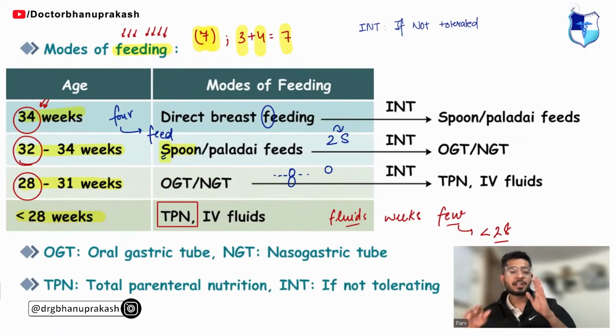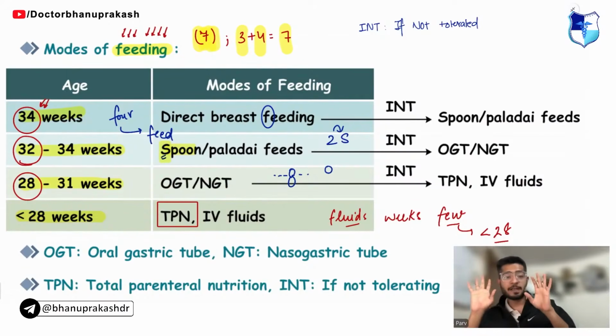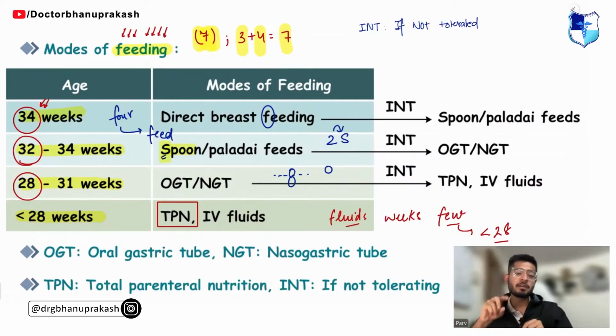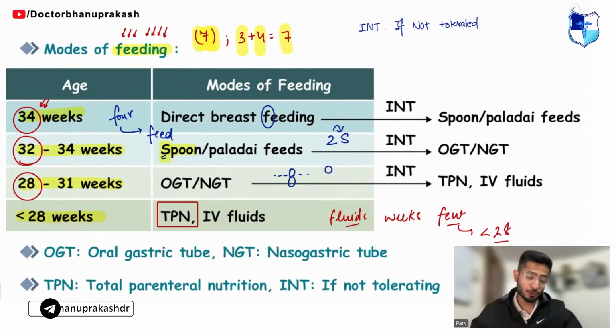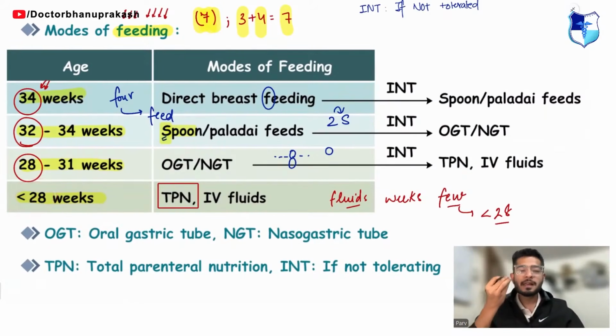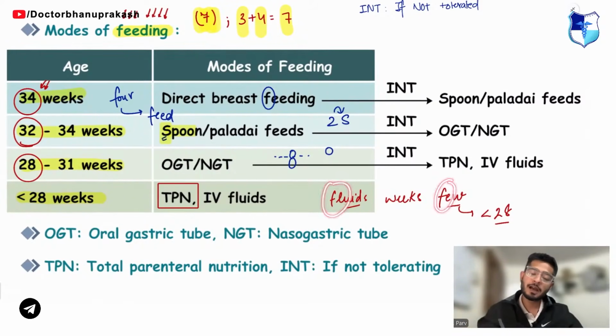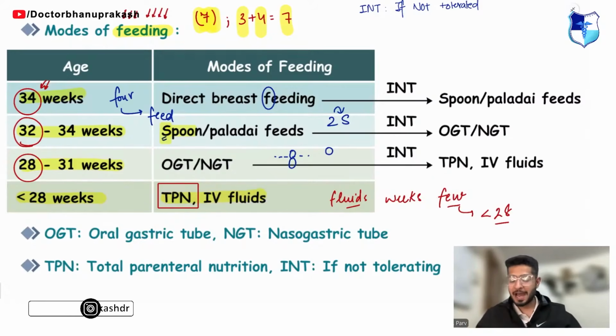So repeating, 34, 3 plus 4, 7, this is the mnemonic of feeding, breastfeeding. 32, 2 and S looks very similar, so S for spoon feeding. 28, cut the 8, O for OGT, orogastric tube. And if it is less than 28, remember, less than 28, how long has the baby lived? Only a few weeks, because the baby is less than 28 weeks. So few means fluids, so you are going to give IV fluids, you are going to give the nutrition IV.